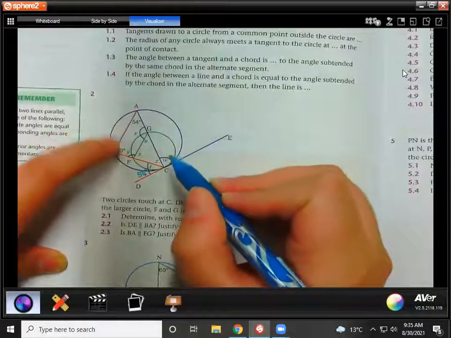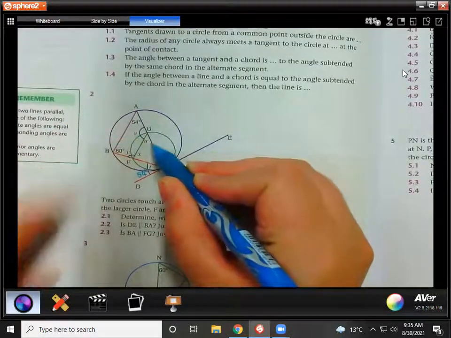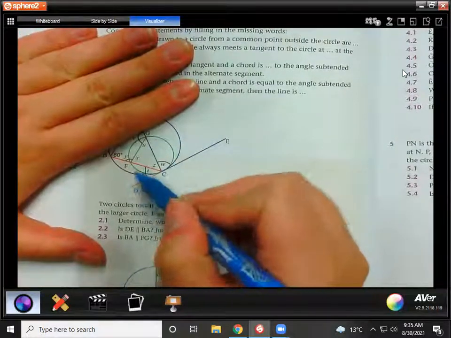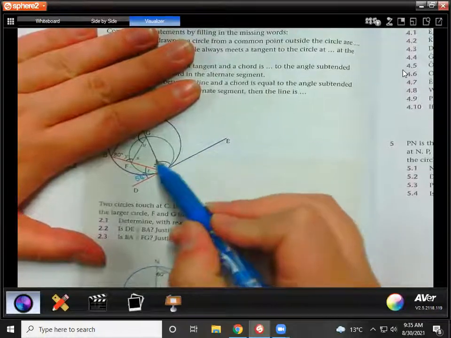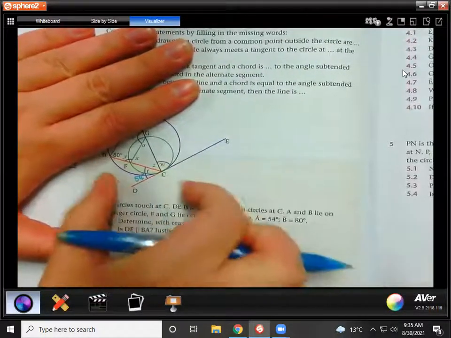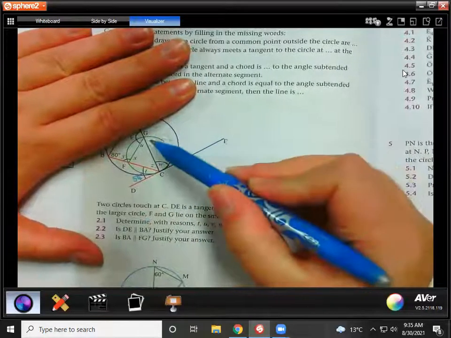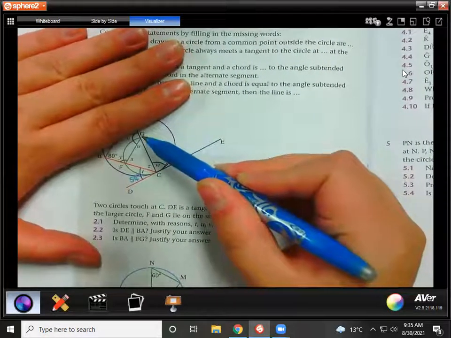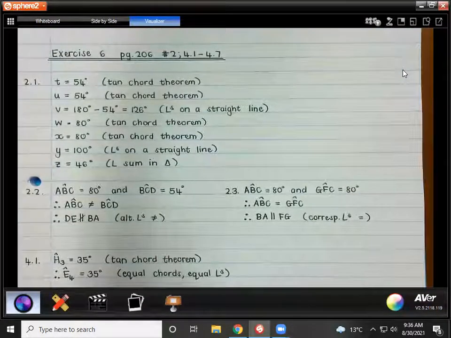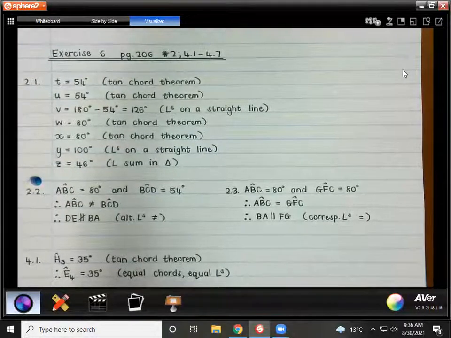All right, then you need to find U over there. Now you're going to use tan chord theorem, but almost like the other way around in the small triangle, right? Because now we know that the angle between the tangent and the chord is 54, and that should be equal to the angle subtended at the circumference of the small circle as well, which is 54. So you could use tan chord theorem almost both ways around in the big circle and then the small circle.